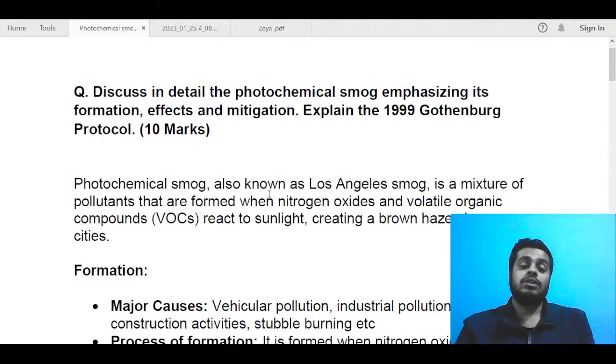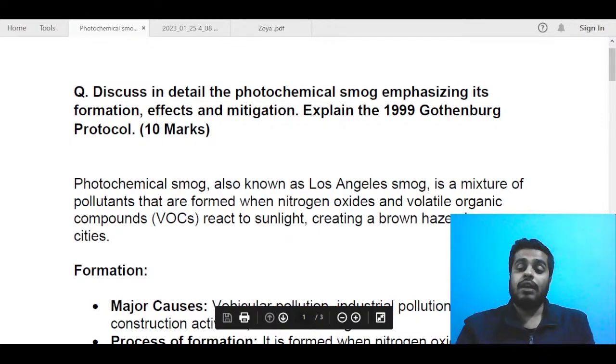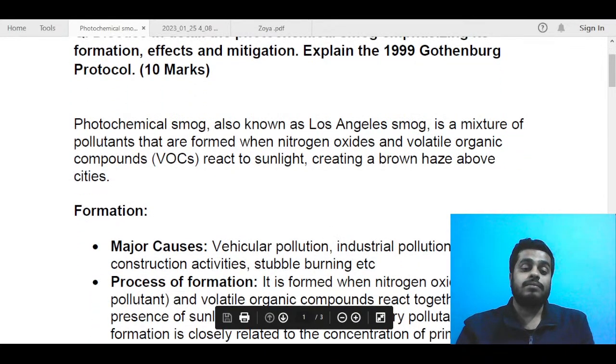Talking about its constituents, it is basically comprised of ozone, O3, and then there are some peroxy nitrates, PANs. So PANs and aldehydes are also present in very small amounts, but mainly it is ozone that is present in this photochemical smog, like ground level ozone. So O3 is the main constituent of this photochemical smog. So we will now see how it is formed.